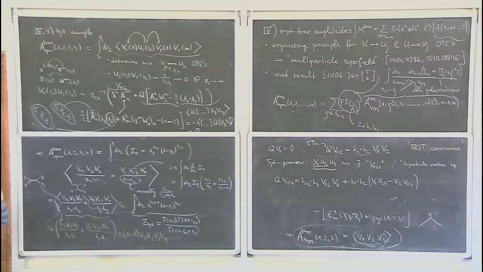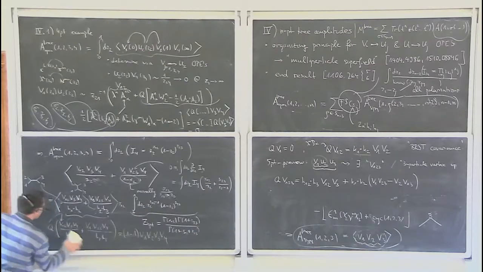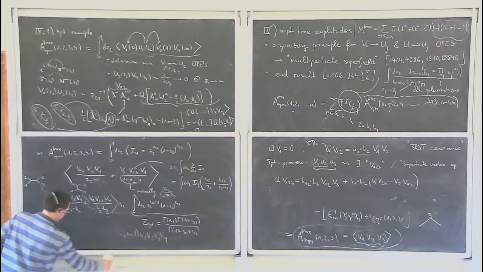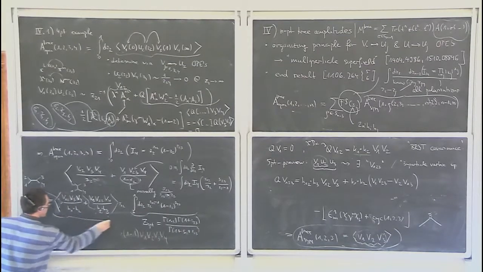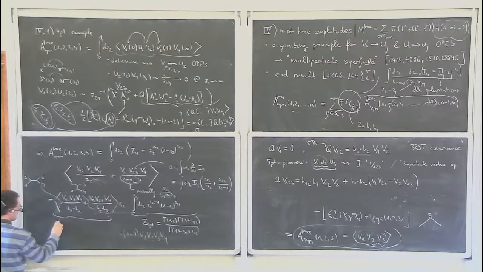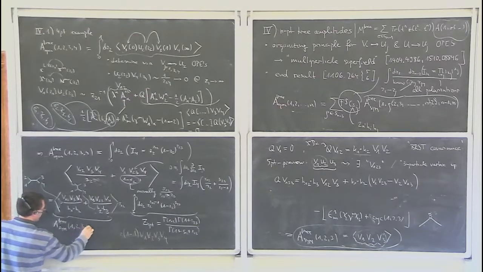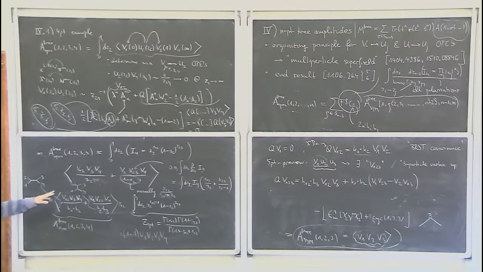So this smells pretty much like a 4-point color-ordered tree amplitude of 10-dimensional super Yang-Mills. So the claim is, this object is, on the nose, the 4-point function. Because it is gauge invariant, supersymmetric, and compatible with the propagator structure you expect, for instance, through a Feynman diagram calculation.